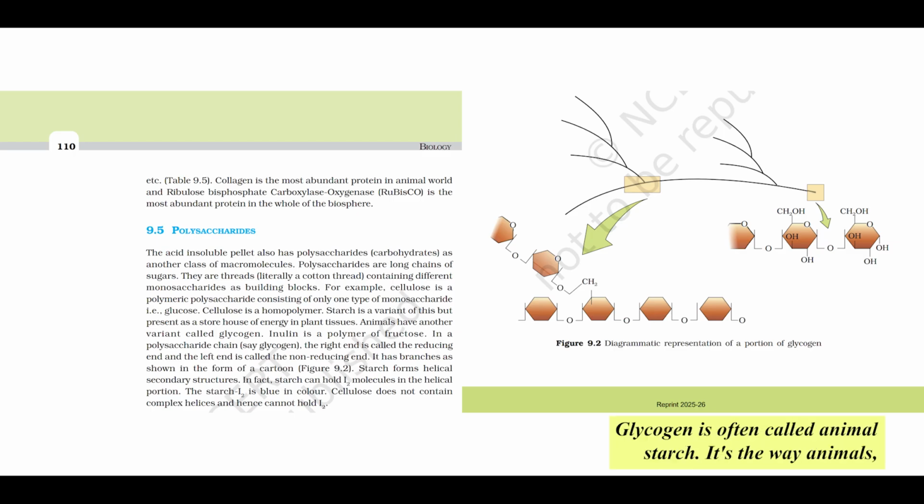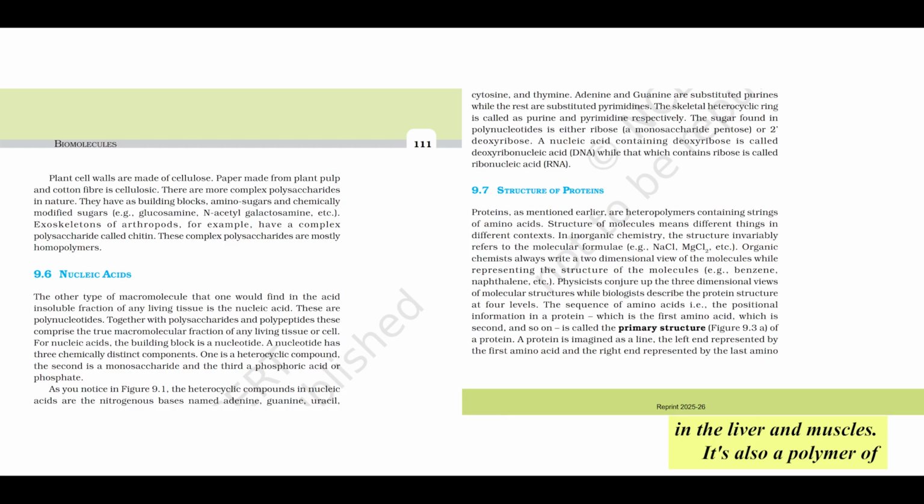Okay, glycogen is often called animal starch. It's the way animals, including us, store glucose for energy, mainly in the liver and muscles. It's also a polymer of glucose, but it's much more highly branched than starch. Think of a main chain with lots of side chains coming off. Glycogen, animal storage, branched. Got it. Referencing figure 9.2 mentally. Inulin. Just another example to know: this one is a homopolymer specifically made of fructose units, not glucose.